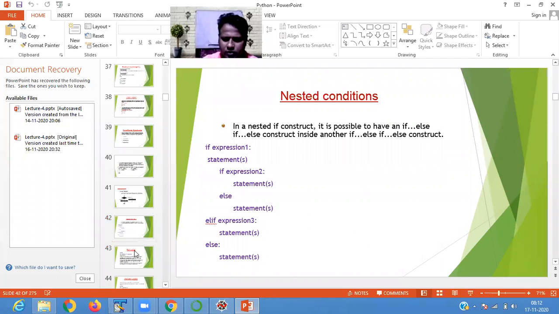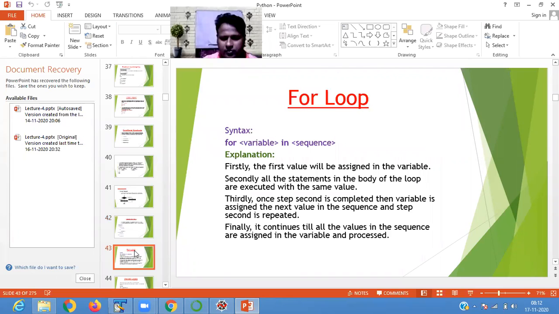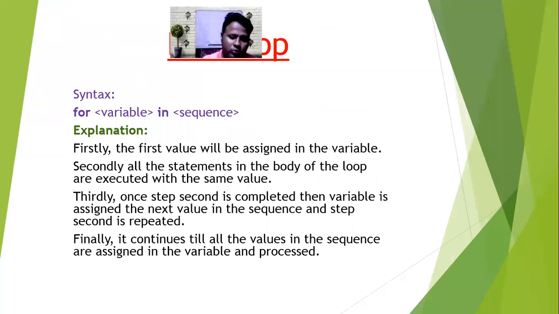Then comes the looping part. Looping is used to execute one statement more than one time. If you want to repeat one statement more than one time, then instead of writing the statement again and again, you write the statement one time and repeat it again and again by using a for loop.